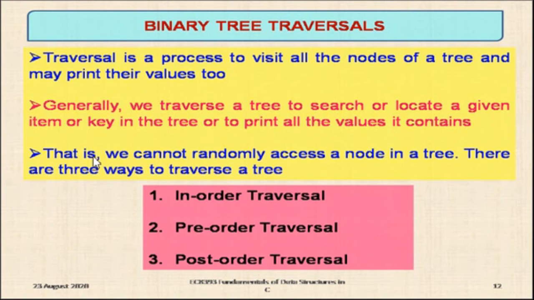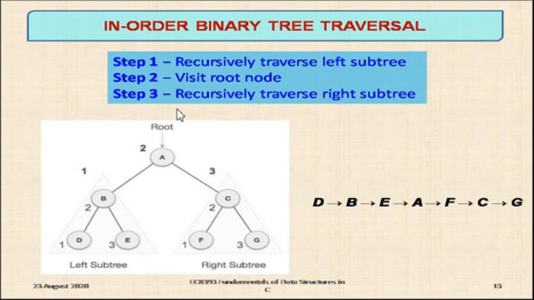We cannot randomly access nodes in a tree. There should be a particular order by which we have to traverse a tree. We have three different ways to traverse a tree: in-order traversal, pre-order traversal, and post-order traversal. So let us see them one by one. First, the in-order binary tree traversal technique.